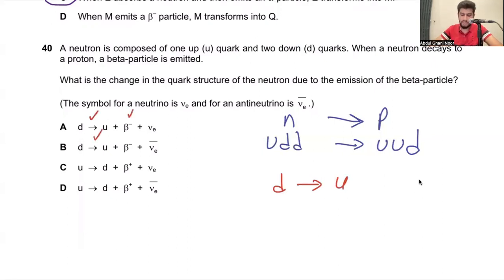Gives out a beta minus particle. And whenever you have a beta minus particle, an electron being emitted out, you always get an anti-neutrino. So the answer is B. In case of a beta plus emission, you will always get an electron neutrino as opposed to an anti-neutrino. So the answer to this one is B.